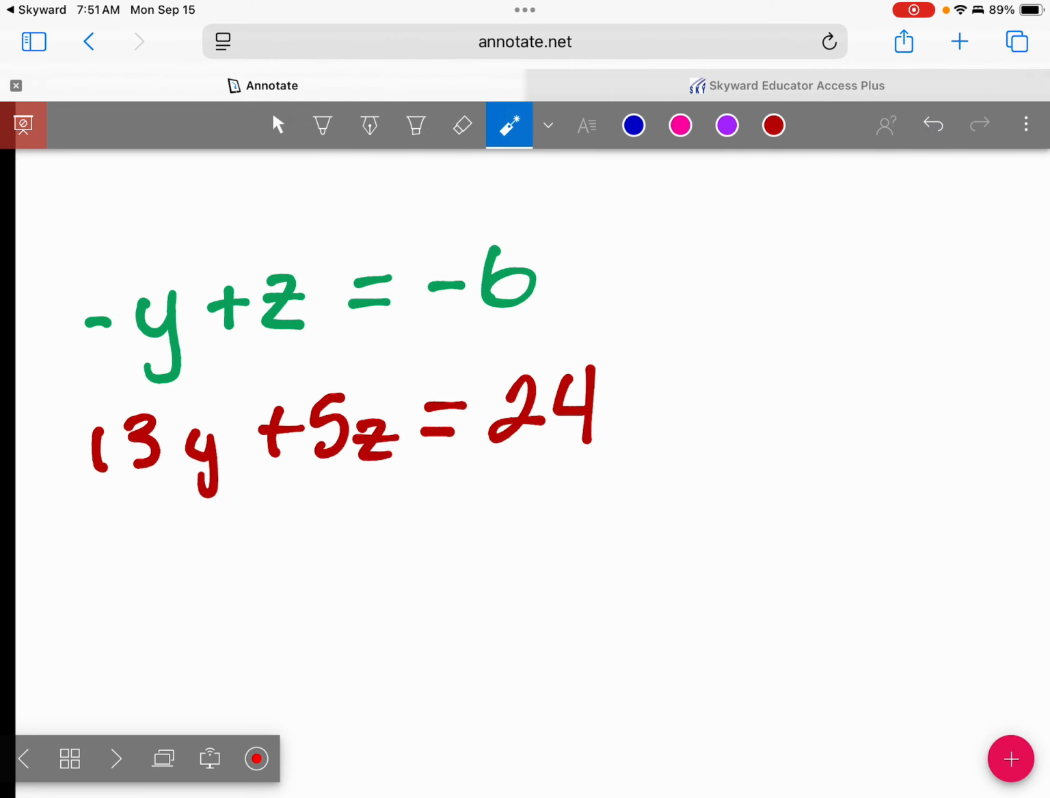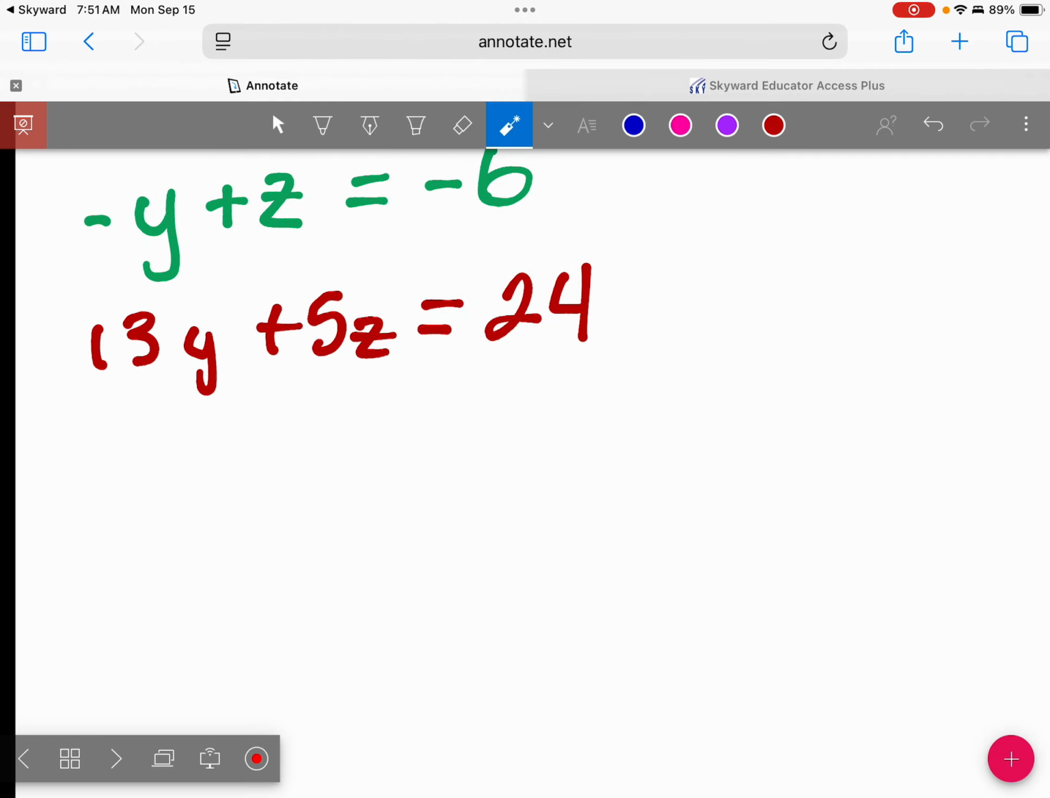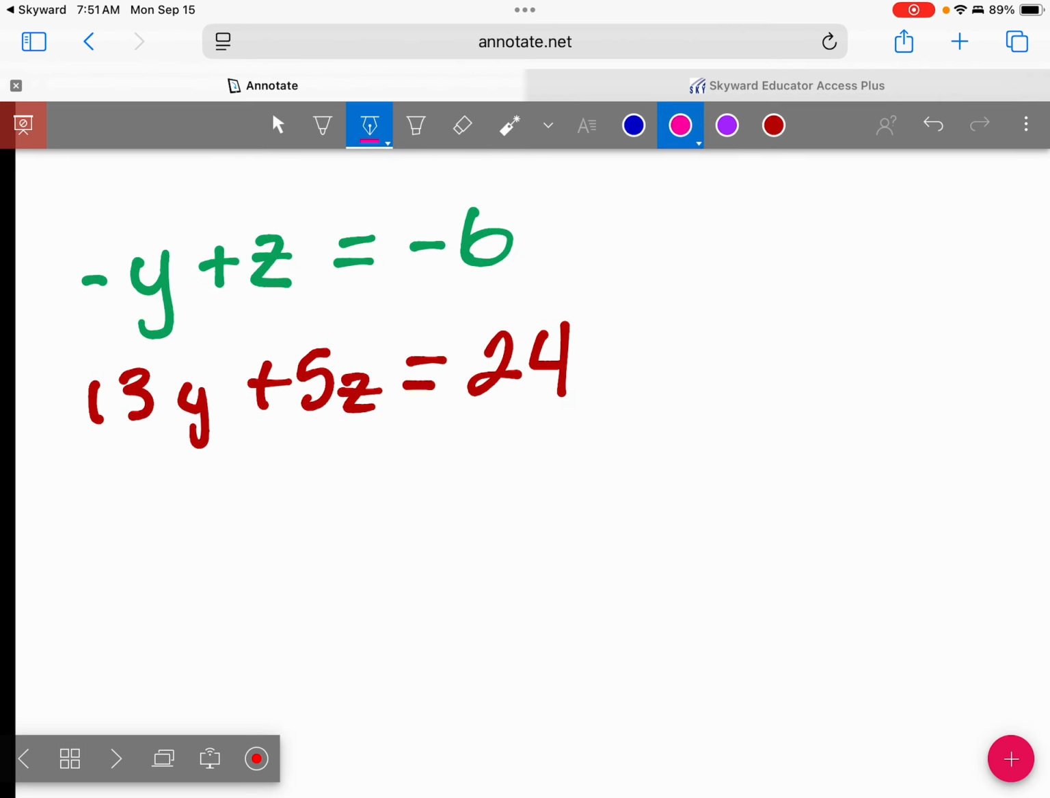Again, I could solve this using substitution, but I'm going to go ahead and do elimination. We could go for our y's, multiply both of these by 13. I could go with my z's, multiply everything by -5. Genuinely, it does not matter. I'm going to go with the z's because we tend to feel better multiplying by 5s than we do multiplying by 13s.